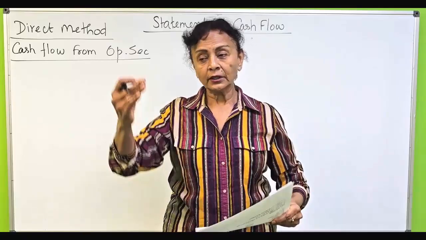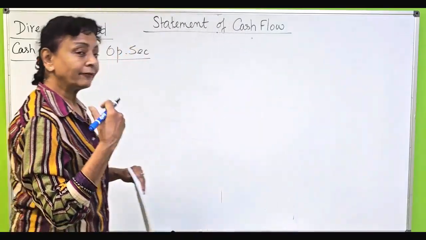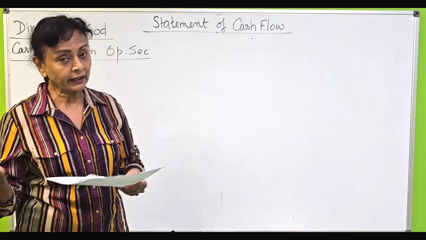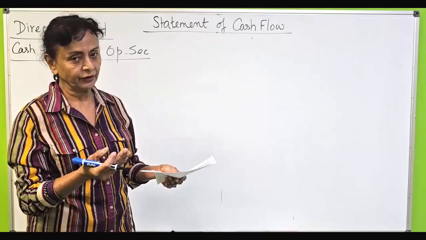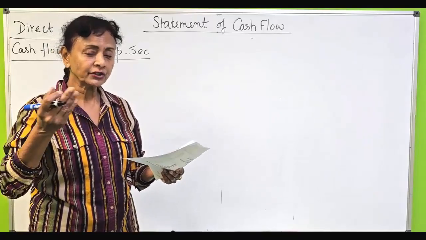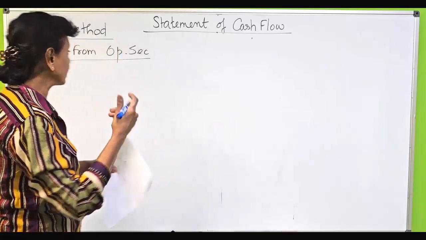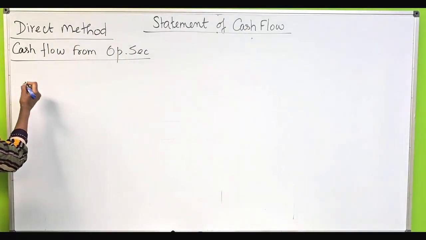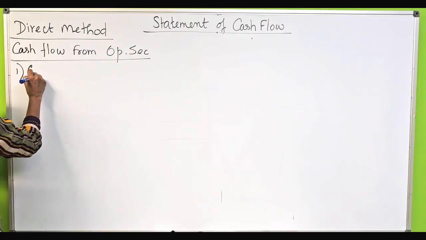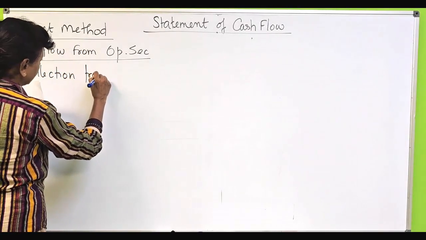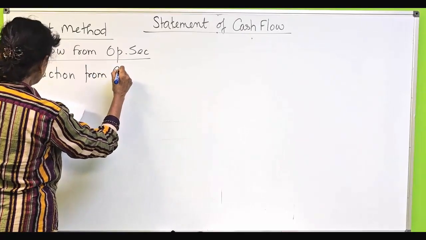So first, the cash collection. Here you have to compare the accounts receivable beginning balance and the ending balance and the sales revenue. That should give you how much they collected from the customers. So first is collection from sales.